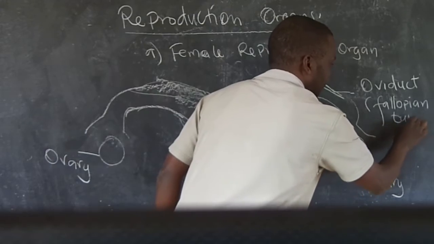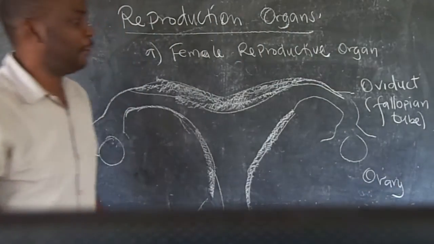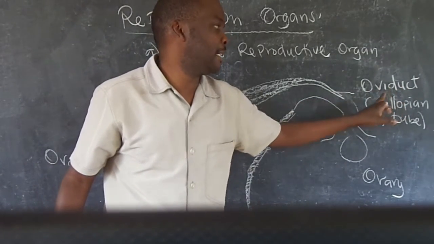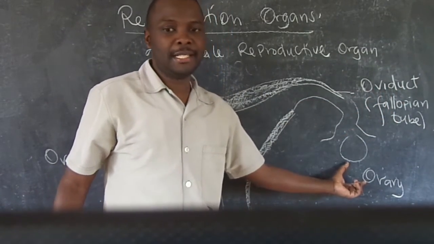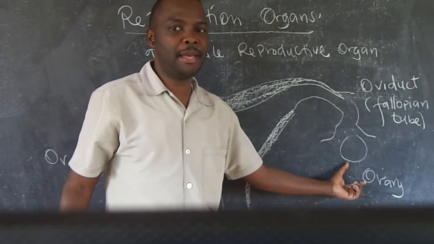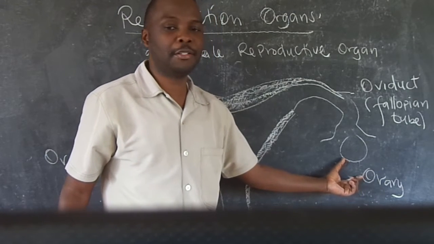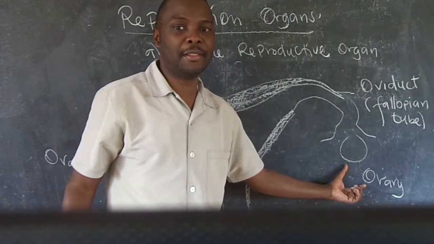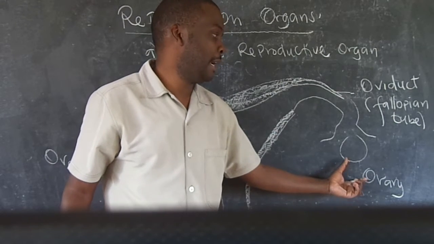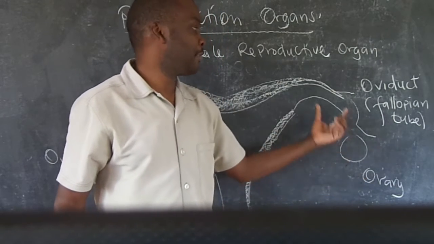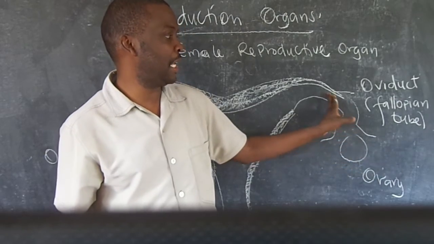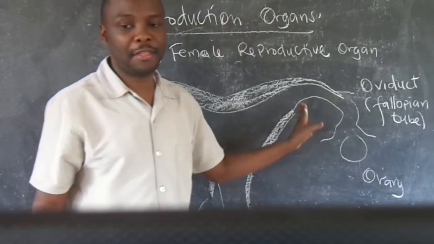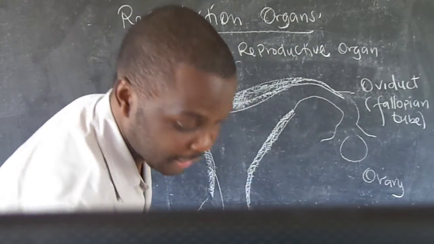Fallopian tube. This one we also call the fallopian tube. Why do we call it oviduct? We call it oviduct because in the ovary, there's the production of the female sex cells. These female sex cells, we call them ovum in singular and ova in plural. So the duct provides the passage of the ovum, and that's why we call it the oviduct.